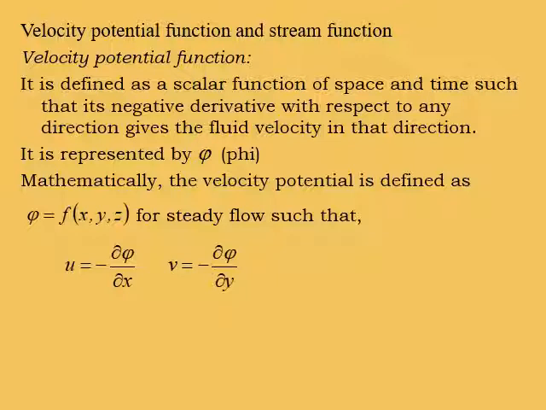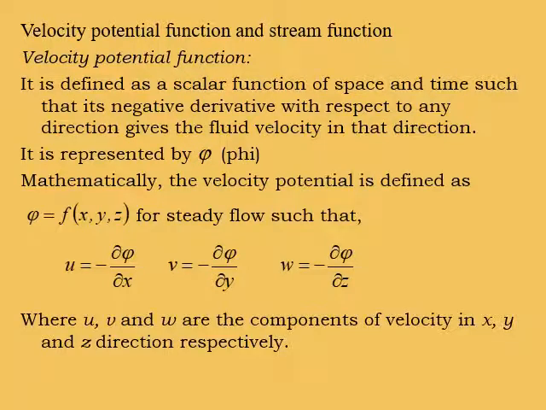Similarly, v is equal to minus dou phi by dou y, and the velocity component in the z direction, w, is equal to minus dou phi by dou z. These are the expressions connected to the velocity potential function, where u, v and w are the velocity components in the x, y and z directions respectively.